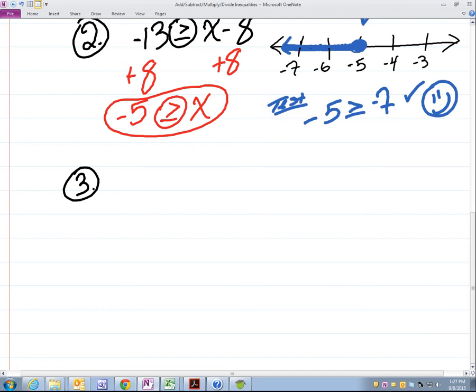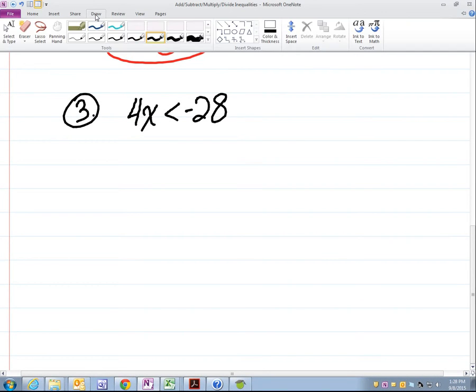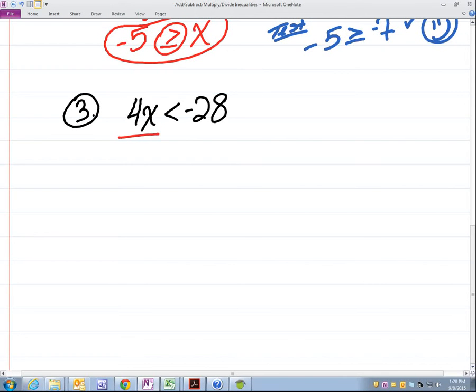How about 4x is less than negative 28? What's happening to our x? Okay, it's being multiplied by 4, so we have to do the inverse operation, which is divide by 4. And I need to divide this side by 4 as well because of the division property of inequality. So I'm left with my x all alone over here, less than negative 7.